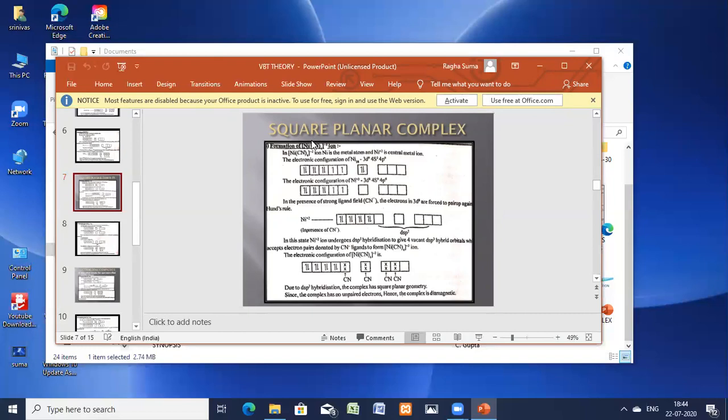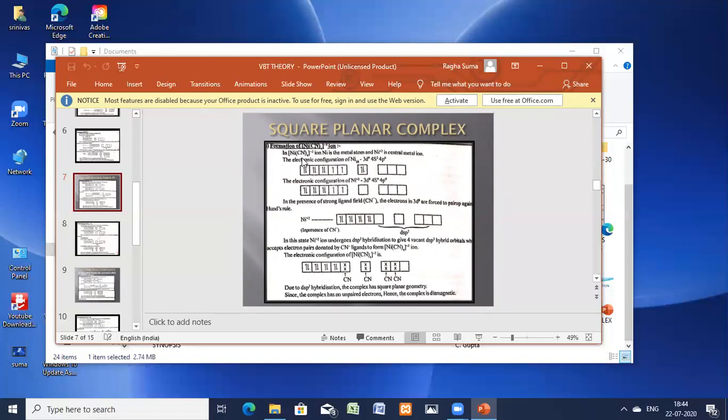So now we'll see the example of the tetracyanonickel anionic complex. Cyanide is a very strong ligand. The nickel is the central metal ion and cyanide is the ligand. So 4 cyanides will be surrounding the central nickel metal atom. The oxidation state of this nickel atom is +2.